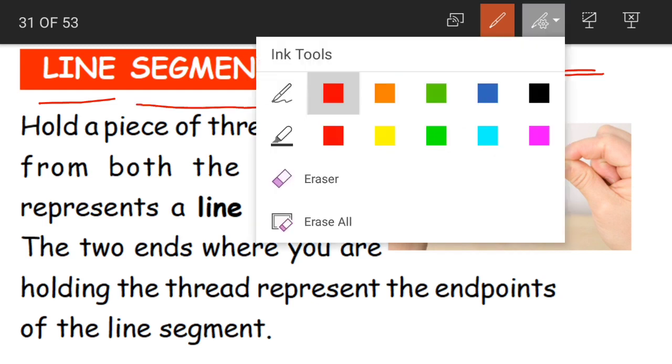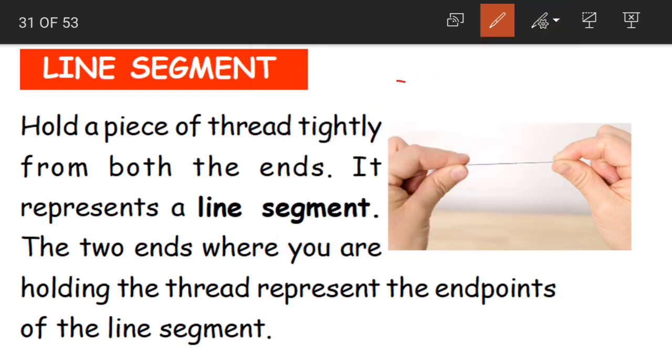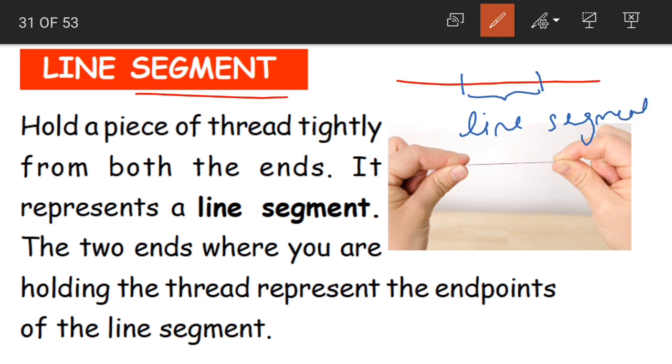Segment is nothing but a part of something. This is a line and segment is nothing but a part of something. When I choose this part from the entire line, this will be called as my line segment. Understood, children? From a big piece of thread, what did we do? We are holding only this part of thread. Only this portion, only this segment of thread. So this will be called as our line segment. What is a line segment? It is a part of a line.